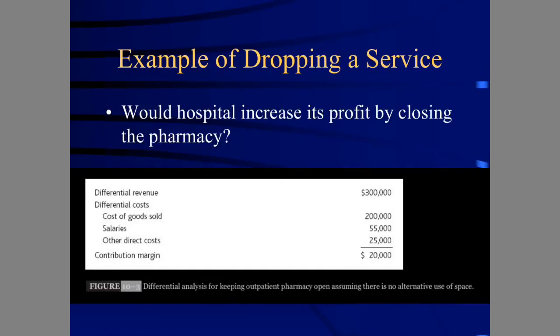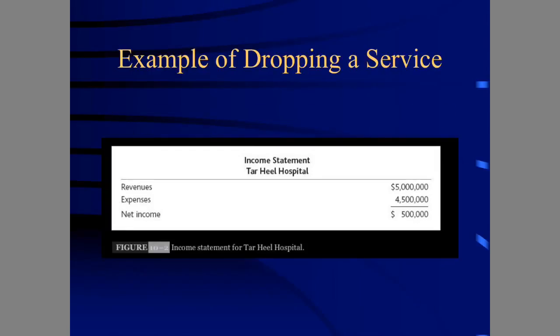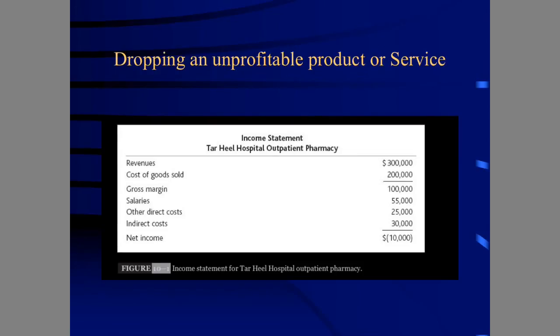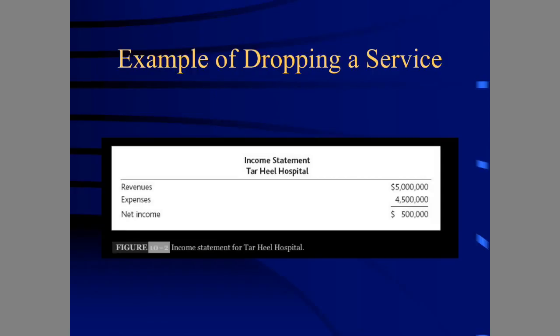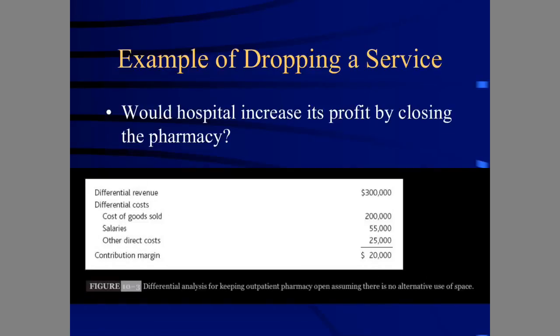But would the hospital actually increase its profits by closing the pharmacy? Basically, they then have to do the following. If I go back here, I look at their total revenue, which was $300,000 for this outpatient pharmacy, and they lost $10,000. The income statement for the hospital shows $500,000 in net income.